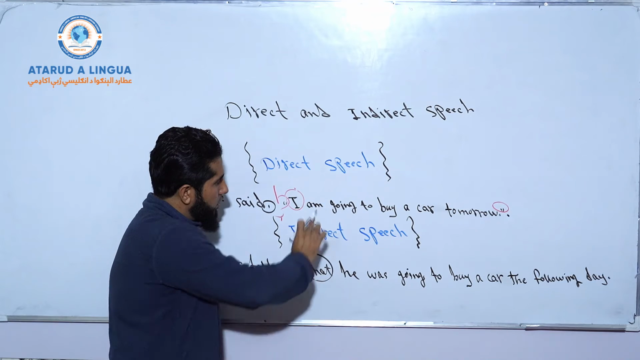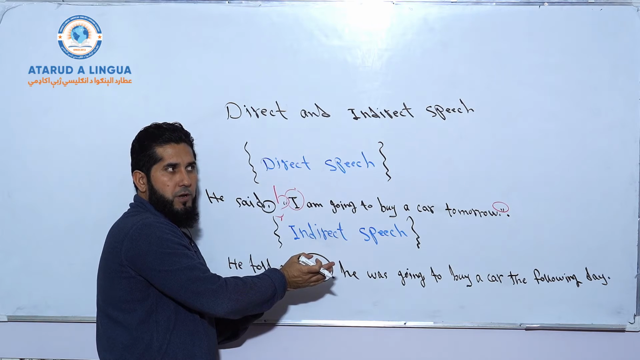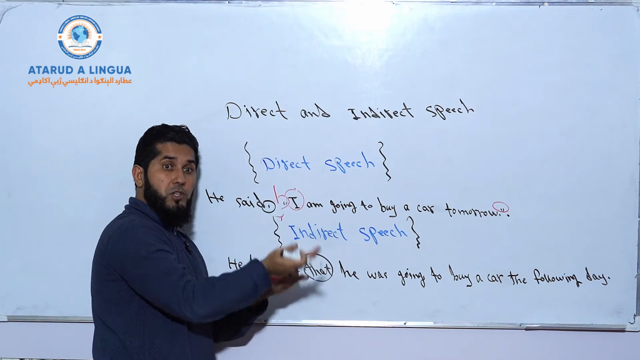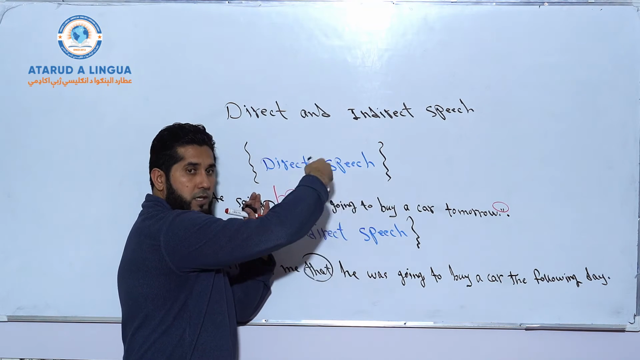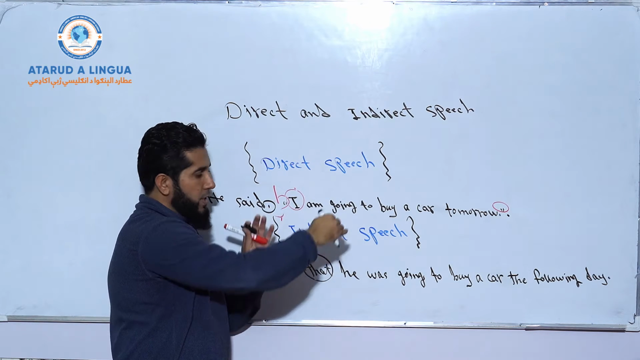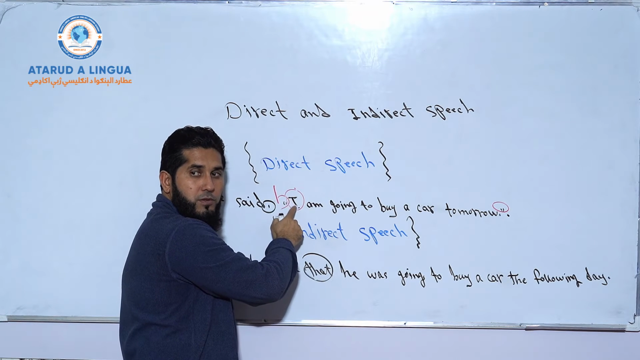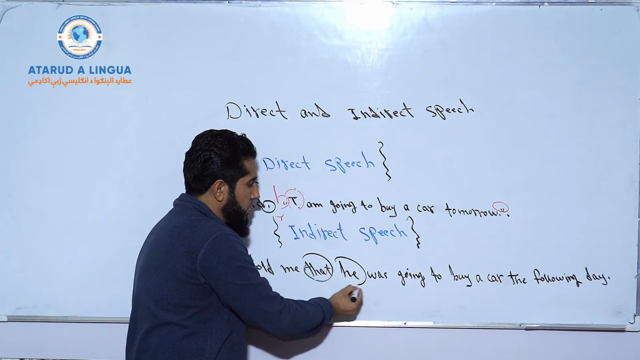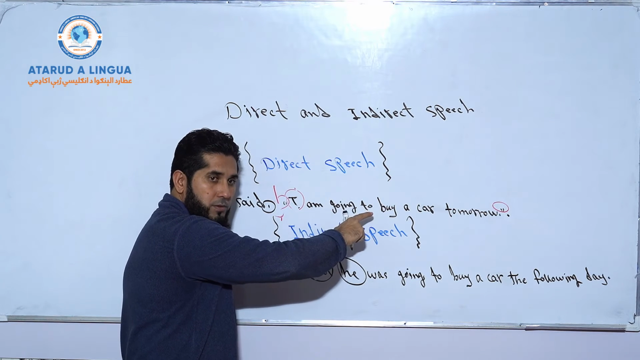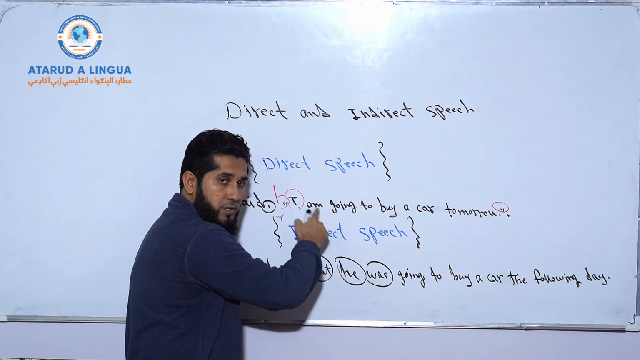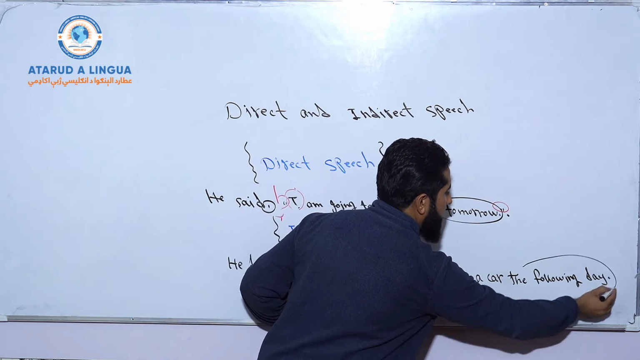Understood? So here you do not have any changes because you are reporting somebody's speech in his or her own words. So you do not bring any changes. And the reason you have put the sentence inside quotation marks is because it's somebody else's sentence, right? But here, now, you bring changes. Look, first person pronoun is changed to third person, he. I is changed to he. And am going to is changed to was going to. You see another change, okay? To buy a car and tomorrow, the following day.